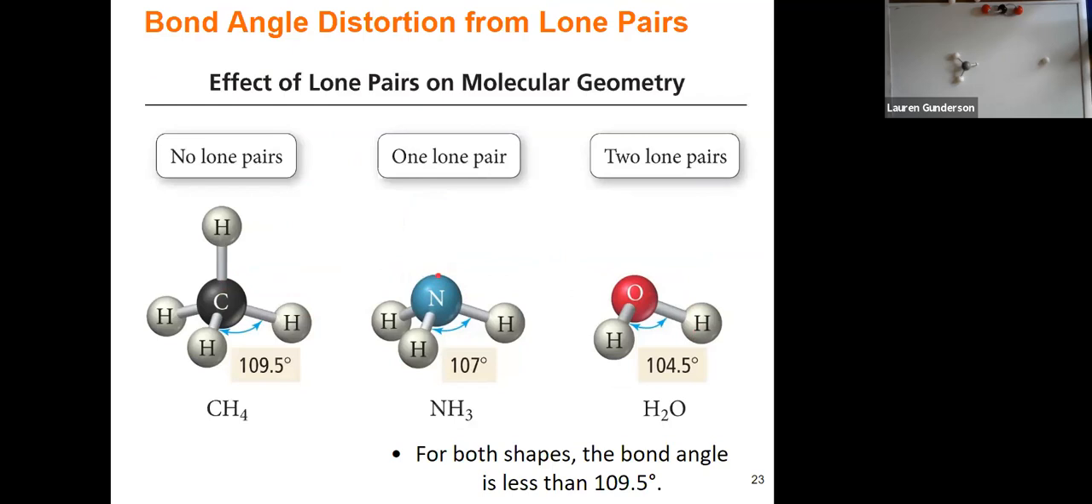As soon as we remove 1 bonding group and replace it with a lone pair, which is not visualized here, but you have to know that it's there, that's going to cause these bond angles to shrink. And then when we replace it with 2 electron groups, the repulsion increases even more. So this angle between the terminal atoms shrinks even further.